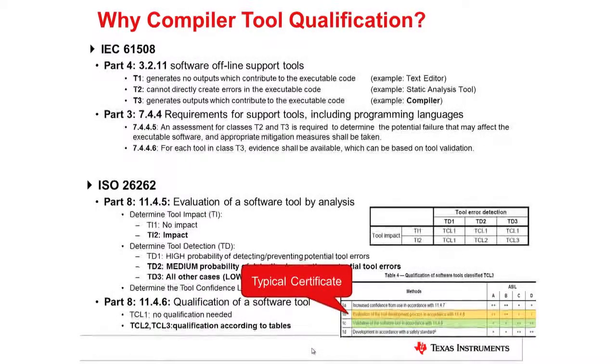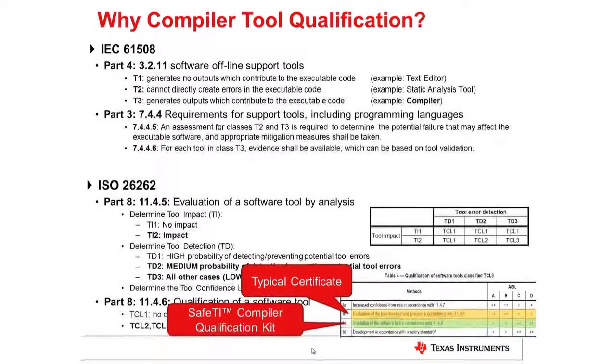Certified tools are normally those that have been through an evaluation of a tool development process, whereas the SafeTI Compiler Qualification Kit is a validation of the tool, which is required for higher ASIL levels as seen in the table. In summary, the functional safety standards require some form of evidence to show that you can detect or prevent the potential errors of the compiler. The SafeTI Compiler Qualification Kit enables you to validate the tool and generate the required evidence.